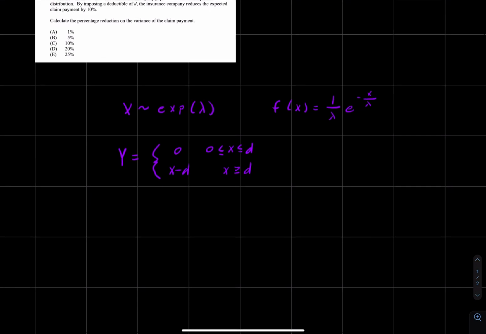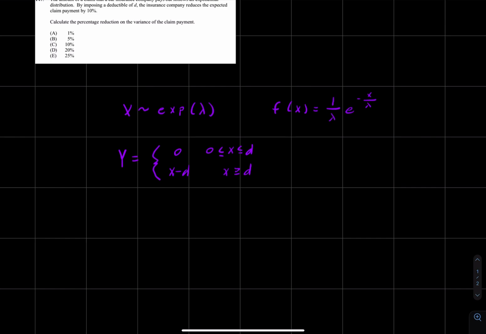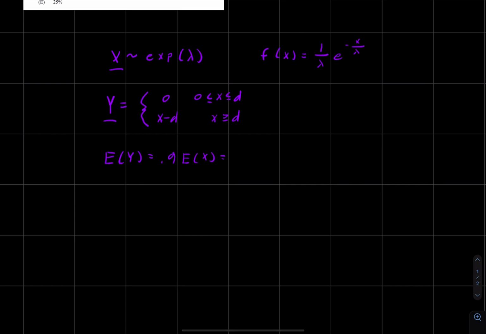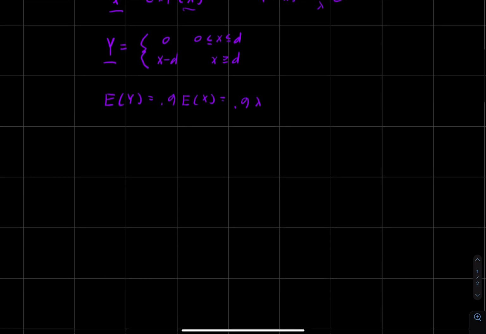And we're also told that under Y, the expected value is going to be reduced by 10% from X. So to record that, we're going to say that E of Y is equal to 90% of E of X, right? Now, for an exponential distribution, you should probably know this, the expected value is going to be lambda itself. So we're just going to say this is equal to 0.9 lambda, right?